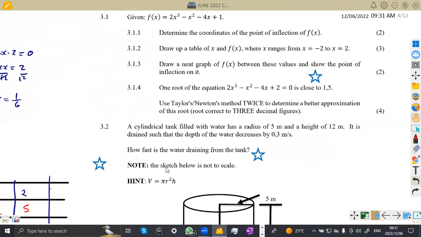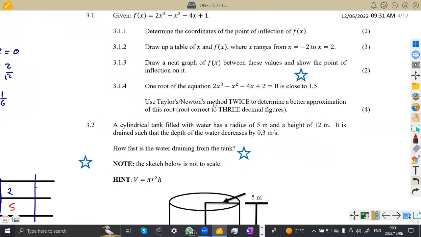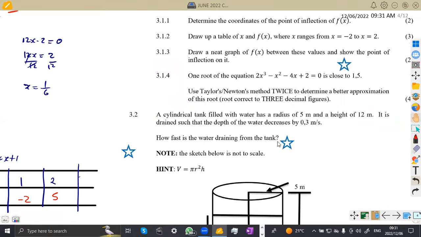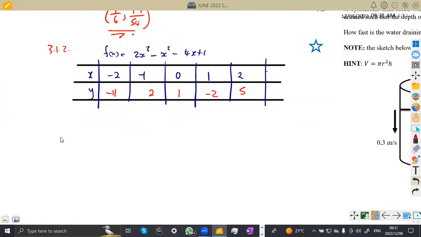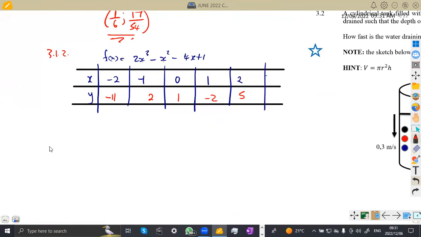On 3.13, we now draw a neat graph between the values that you are given and show the point of inflection on your graph. This is a cubic function that we have, so guys, we are supposed to at least know the shape that you're going to have if you're dealing with a cubic function. So let's put in our points and see what we're going to have here. So we've got our x and y.